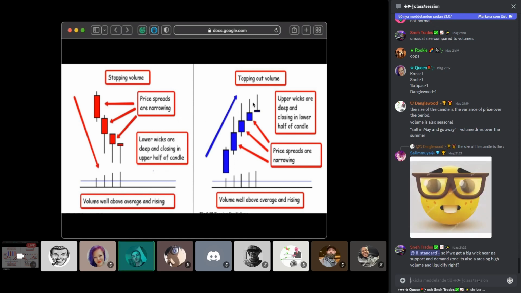So with topping out volume, it's the same thing. Wicks are on the top half this time, and they're pushing it down, kind of like an archway. But we do have that rising volume indicating that sellers are coming in and the buyers are dissipating.